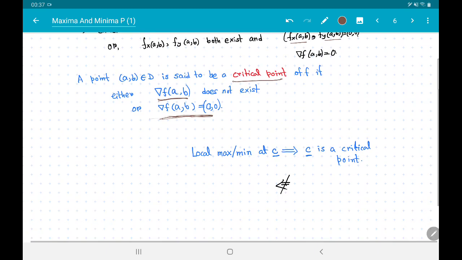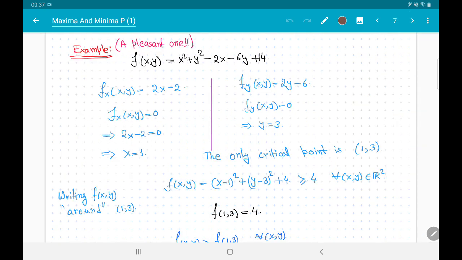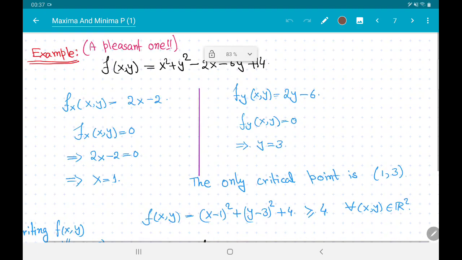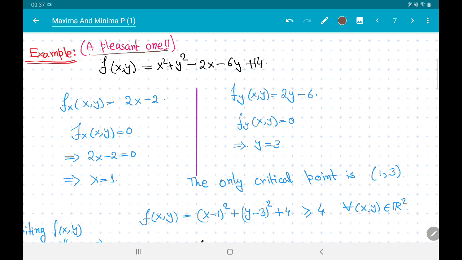And what we have derived in our previous slide is the following. If f has a local maxima or a local minima at the point c in D, where I have written it in vector form, then c must be a critical point. However, as I have just mentioned, the converse is not true. I'll give you a counter example to this fact in a moment. So first let me go through a very simple example. I'll call it a very pleasant one, why you will understand by the end of this video.